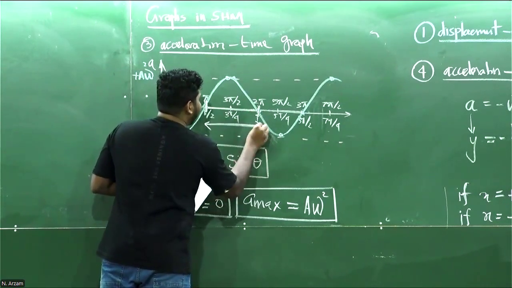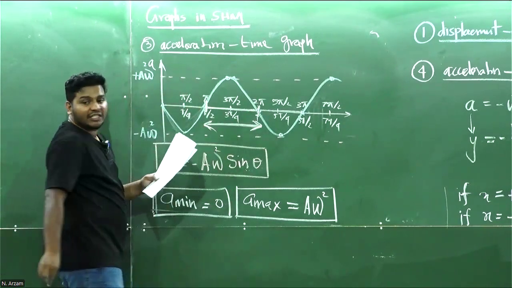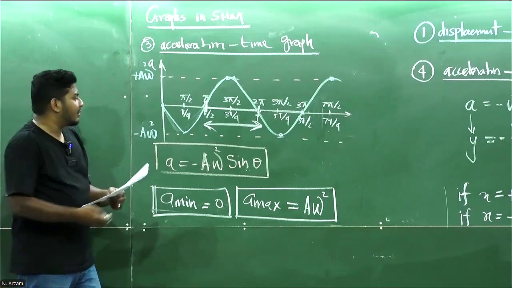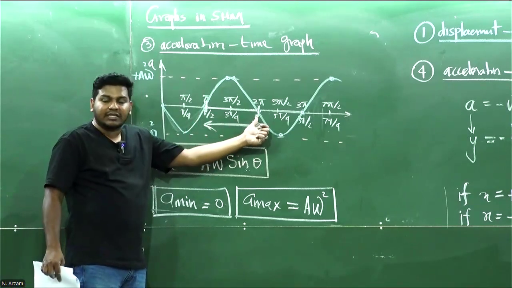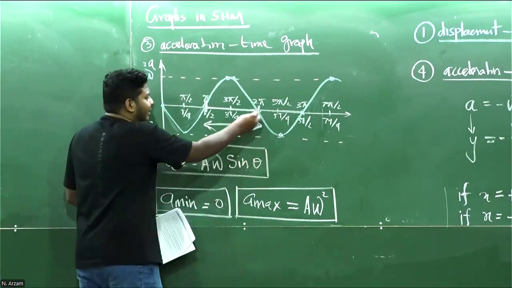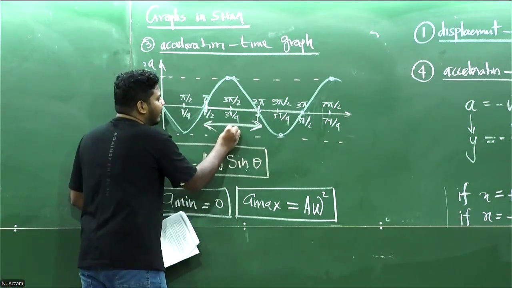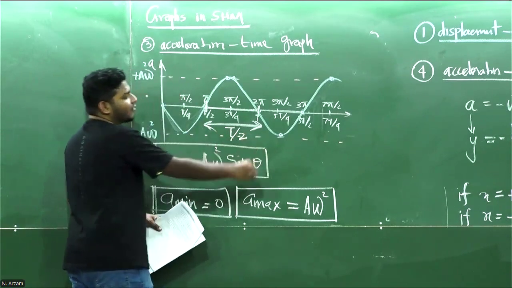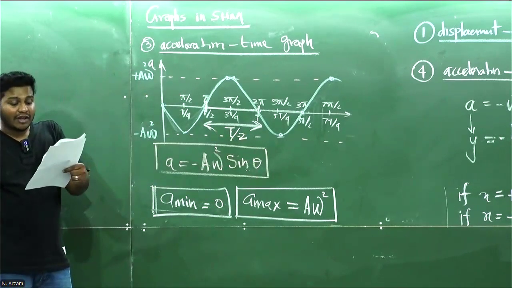What is the time difference between these 2 points? This is T by 2, 3T by 4. What is the time difference? T by 2. You got it? Because this is T by 2, no? So the time difference here is T by 2. So what is the T by 2 value there?